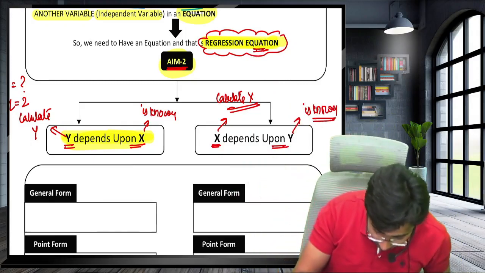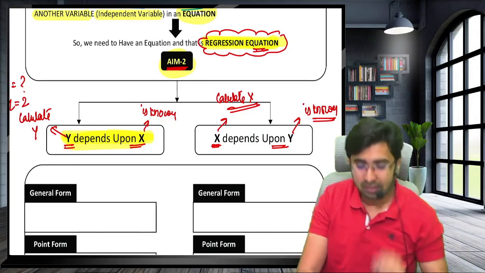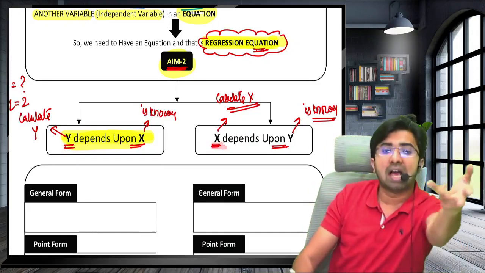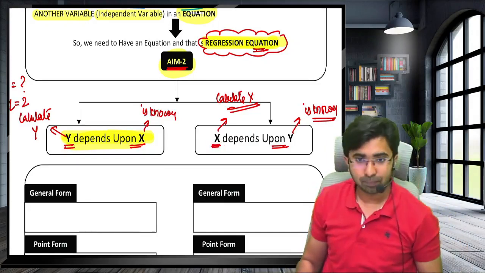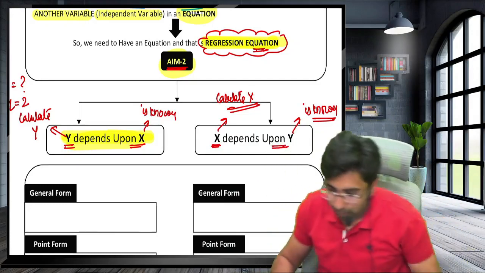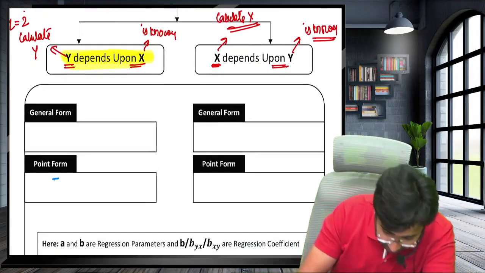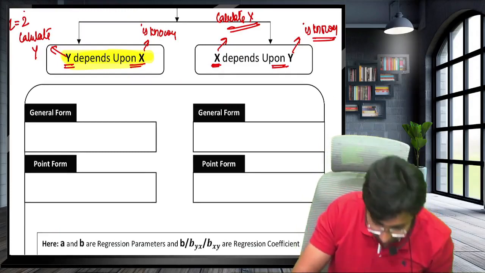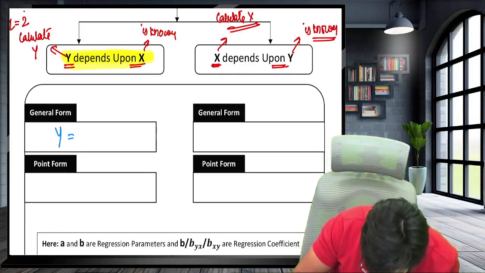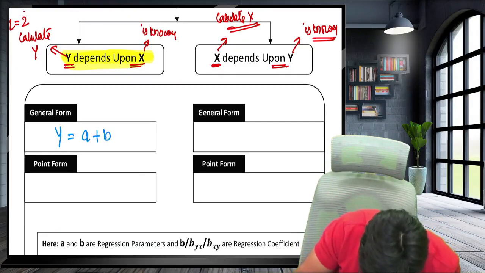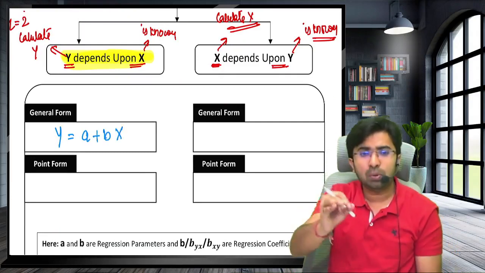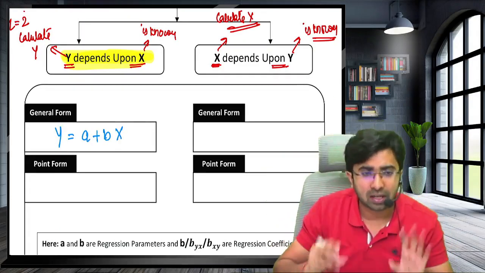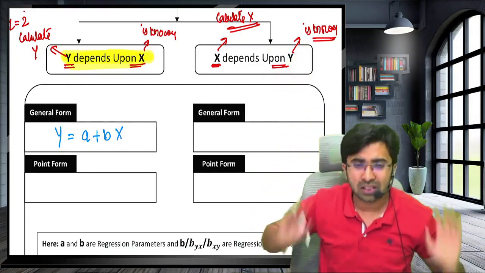Whenever I want to calculate y, I will say y on x. And when I want to calculate x, I will say x on y. Guys, yes. Super clear, sir. Okay, guys. Now let's construct the equation. Whenever y depends upon x, I will write the equation y is equal to a plus bx. Put the value of a and b over here, and you will get the y on x equation.